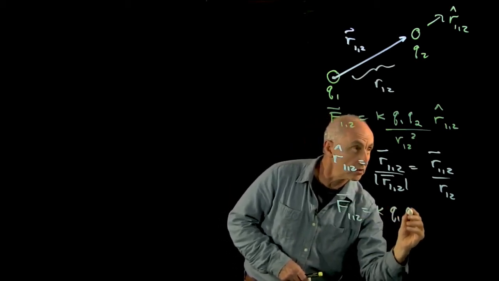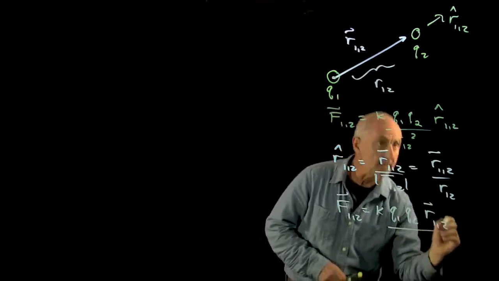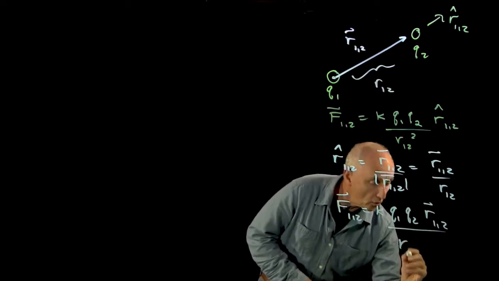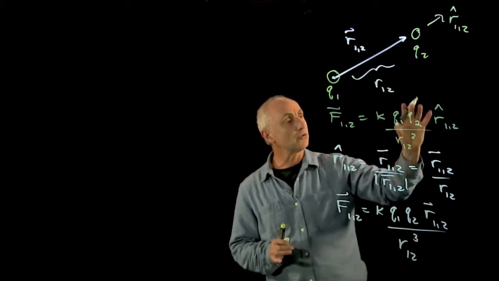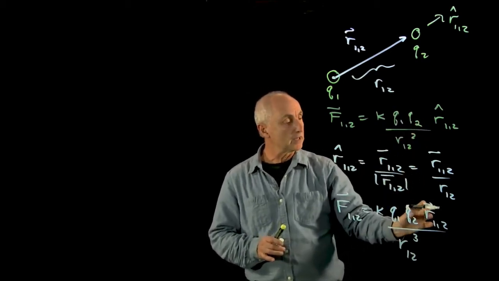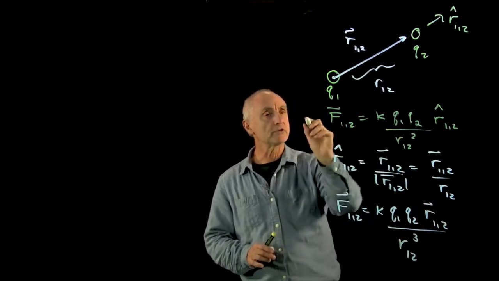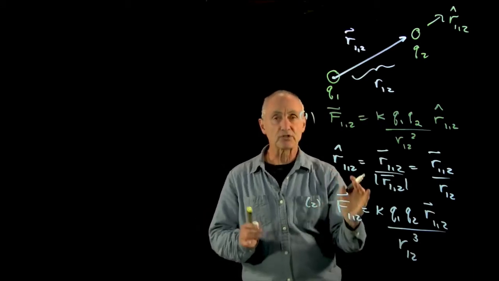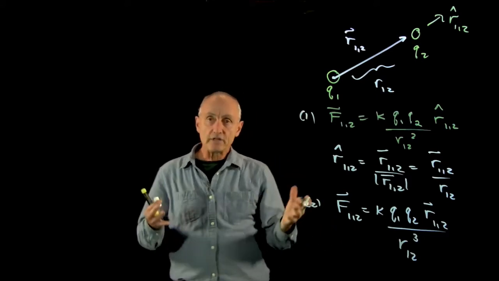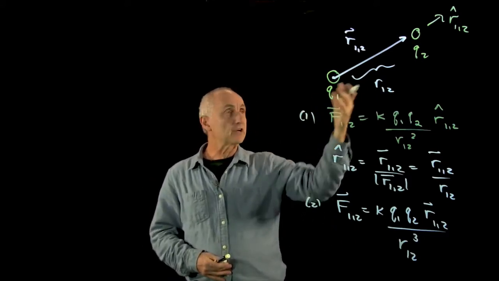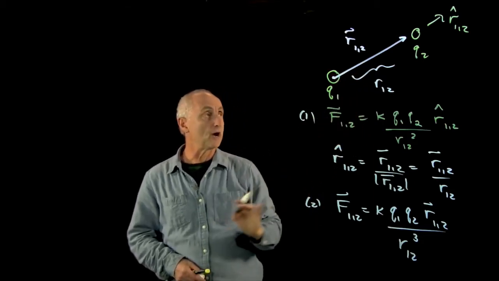F12 is K, Q1, Q2, vector R12, divided by, now this looks a little strange, R12 cubed. This is not a 1 over r cubed force. It's still the 1 over r squared force in magnitude because that extra factor of r is embedded in that vector. So these are two different ways of abstractly expressing the force on object 2 due to the interaction between these two charges. Now, one of the issues in problem solving is we want to get a vector expression in a coordinate system. And so what I'd like to do now is show how we do that.